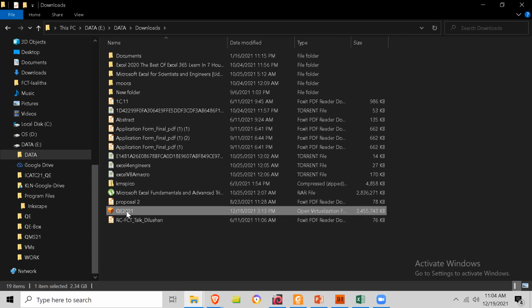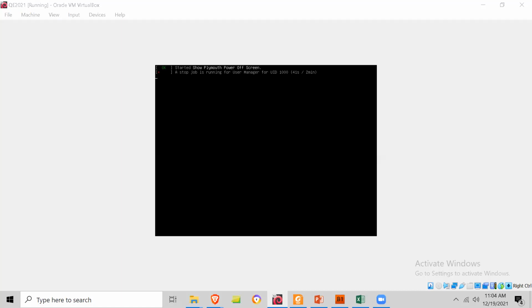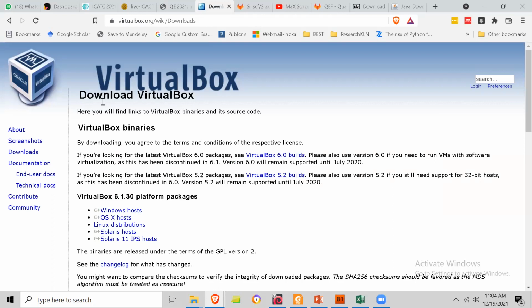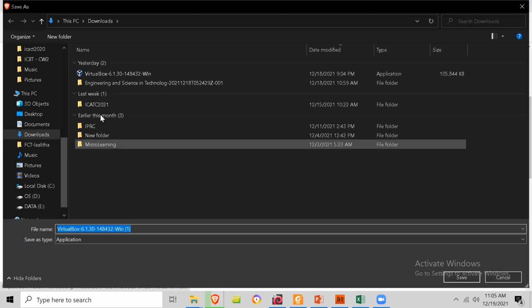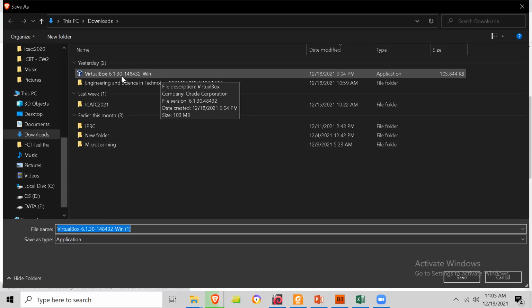And then what you want to do is go to VirtualBox. The VirtualBox link was also sent to you. So you want to go to the VirtualBox website here. If you went to the downloads page, you go to Windows hosts. I think most of you are running Windows. If you are running a Linux distribution, you can also go to the Linux distribution and install that. Otherwise, you go to the Windows hosts and it will download the required Windows file. So I've downloaded VirtualBox 6.1.3. I'm not going to download it again.